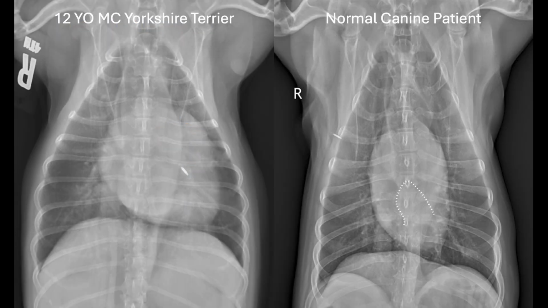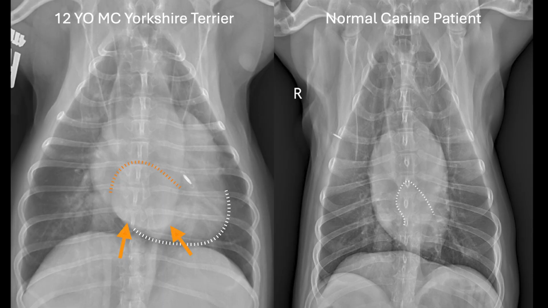If left atrial enlargement is suspected on the lateral views, the orthogonal ventrodorsal or dorsoventral view should be assessed for supporting evidence of left atrial enlargement. On these views, left atrial enlargement is identified by abaxial displacement of the caudal mainstem bronchi. The standard V-shaped bifurcation of the caudal mainstem bronchi, outlined by white dotted lines on the right image, is laterally or abaxially displaced. This is outlined by the orange dotted lines on the left image.